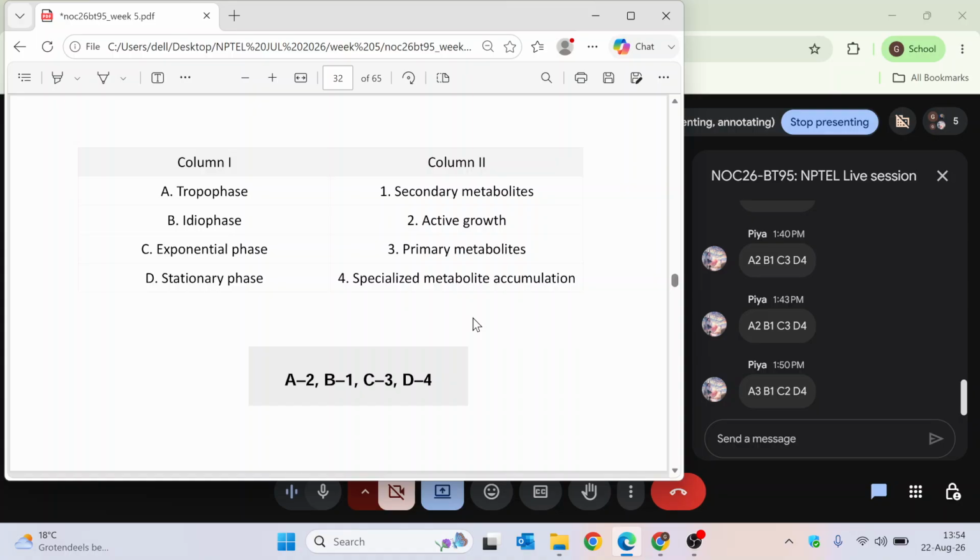I guess you just got confused with trophophase being the phase of primary metabolite production. No, in the exponential phase itself, the reason why you see an exponential growth is because all the primary metabolites like the RNA and other amino acids that are required are being continuously produced. So that's why exponential phase pairs with primary metabolites, whereas trophophase is said to be the active growth phase.